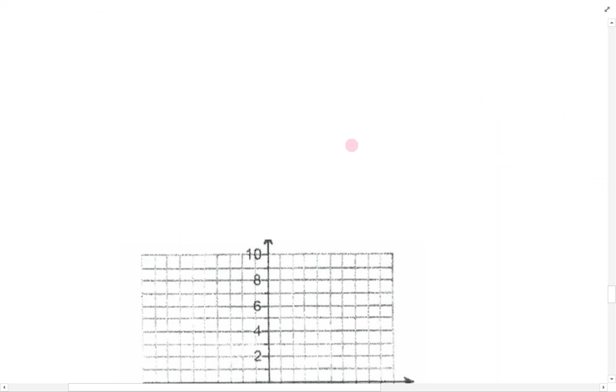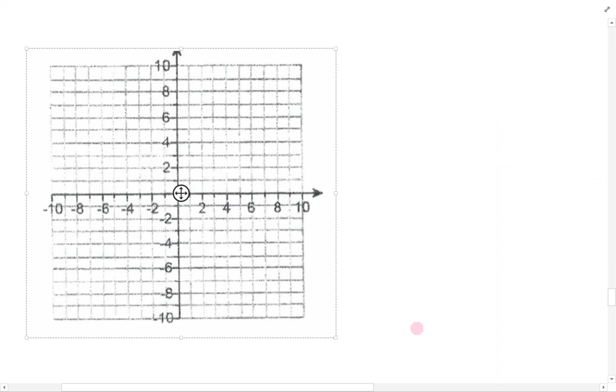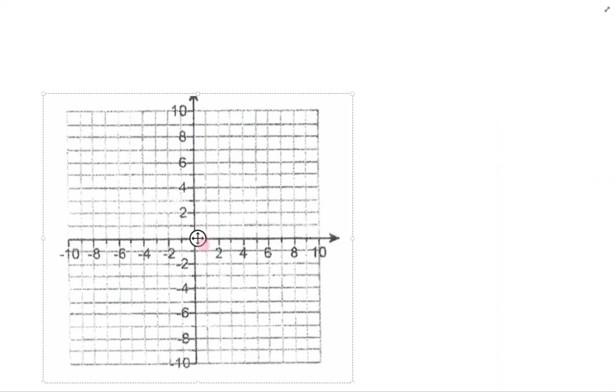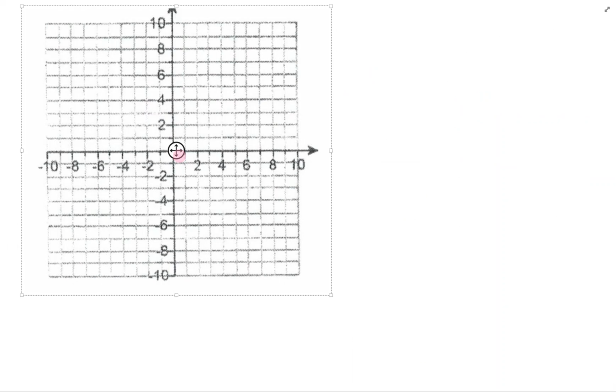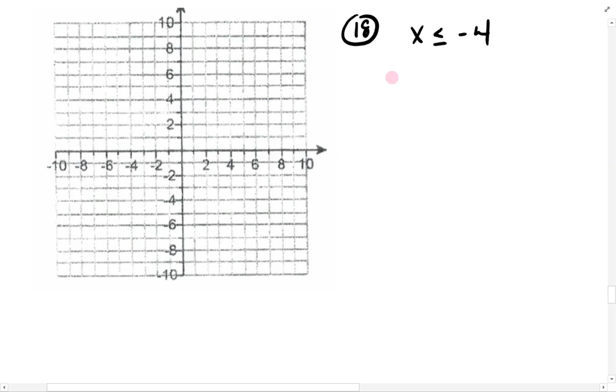All right, let's see where my next grid is. There it is. It's far away. All right, this is problem number 18. It asks me to graph x is less than or equal to -4. Well, when I have a line that does not have a y and it only has an x, hopefully you remember that you have a vertical line.